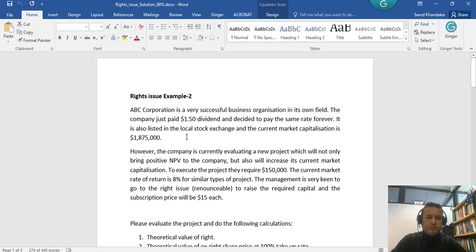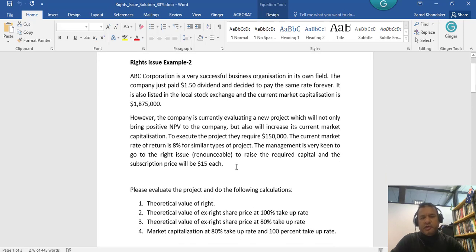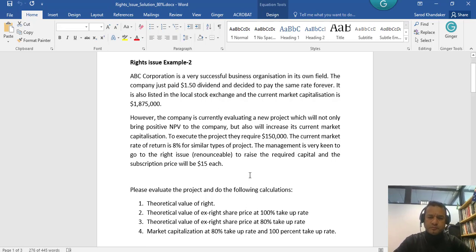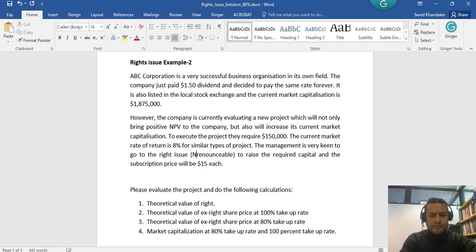$1,875,000. However, the company is currently evaluating a new project which will not only bring positive NPV to the company but will also increase its market capitalization. To execute the project, they require $150,000. The current market rate of return is 8% for similar types of project. The management is very keen to go for a rights issue, which is non-renounceable, to raise the required capital, and the subscription price will be $15 each.